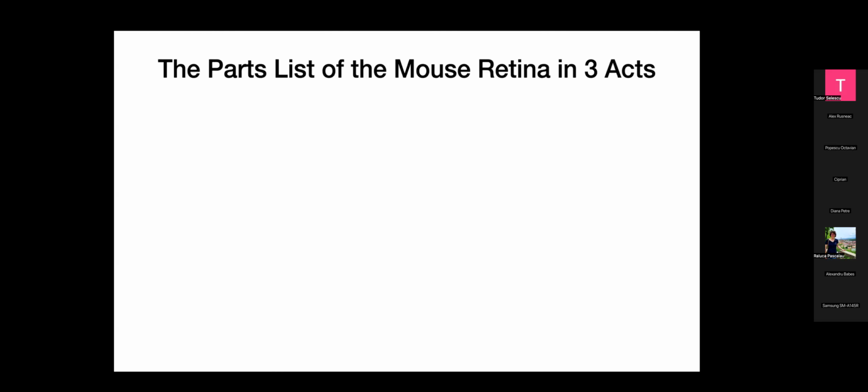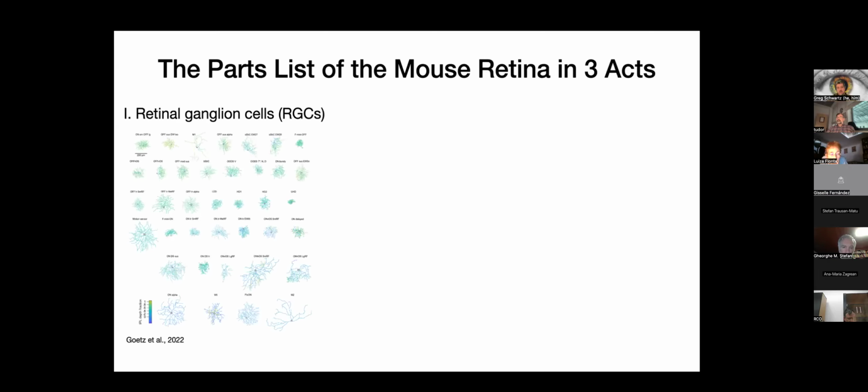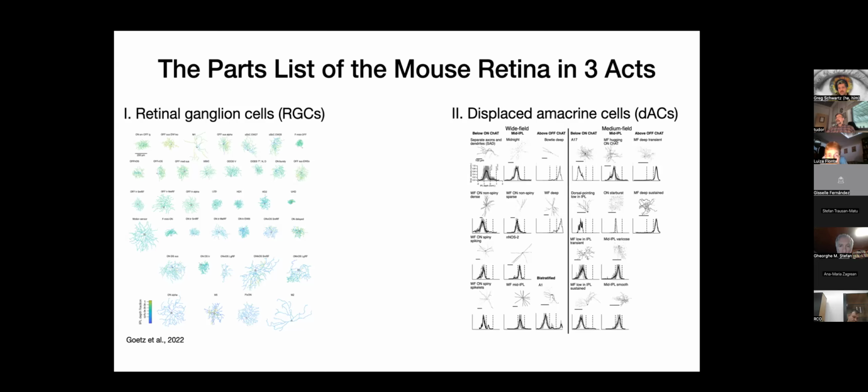So I'm going to tell you about some of our work on the parts list of the mouse retina in 3 different acts today. One is going to be on the retinal ganglion cells. As Tudor introduced, my lab's done a lot of work on this. I will try to keep this part relatively short because it's published, but I'll take you through the methods a bit and what we did on the retinal ganglion cells. Then I'm going to talk about the displaced amacrine cells, which is not published at all, with somewhat similar techniques, but a few differences as well.